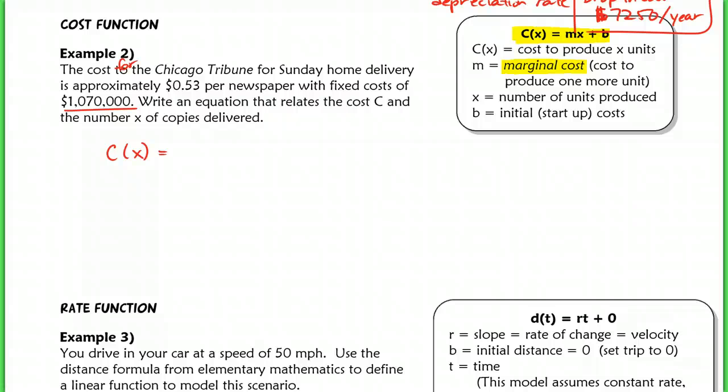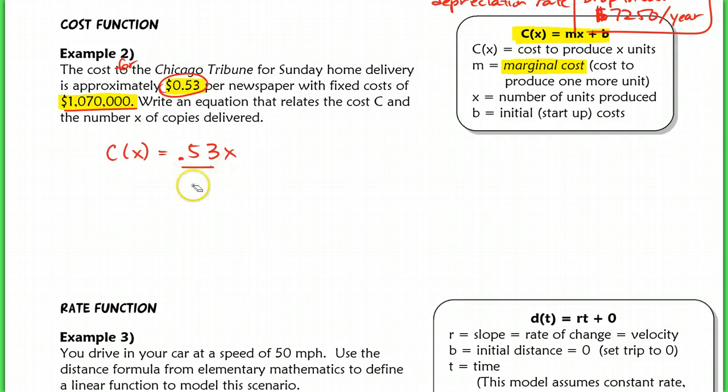So we start with our fixed cost. They don't pay $1 million every single time they produce a newspaper. What they're paying every single time they deliver that newspaper is 53 cents. Okay, so we already have a marginal cost. We are given that right here in 53 cents. So I didn't have to solve for anything here. I don't have to figure out what the slope is of this function. It's just going to be 0.53x.